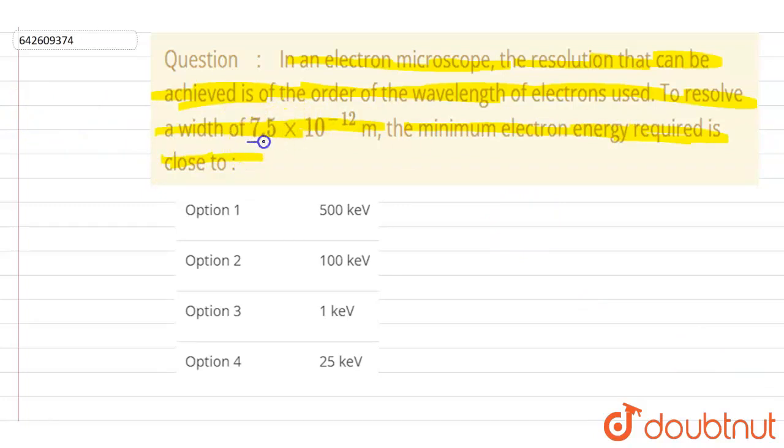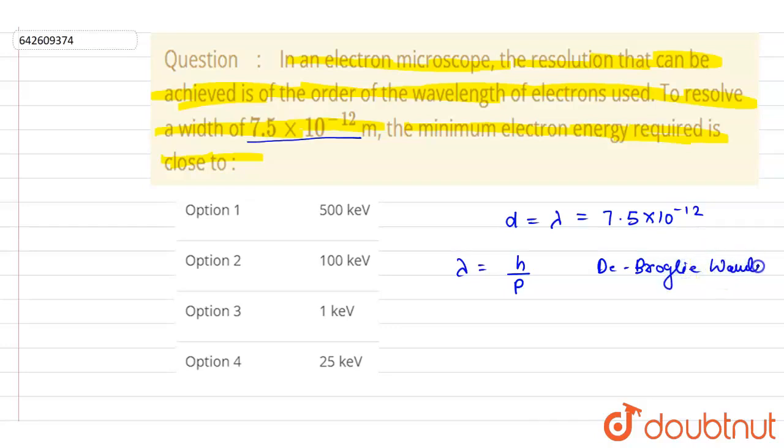If you see the width is this, so we will write down the width should be equal to the wavelength, right? That is this, for this to be resolved. And we know that the de Broglie wavelength is equal to Planck constant divided by momentum, that is mv. So I will write down.